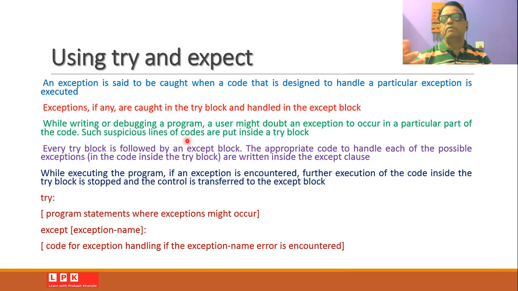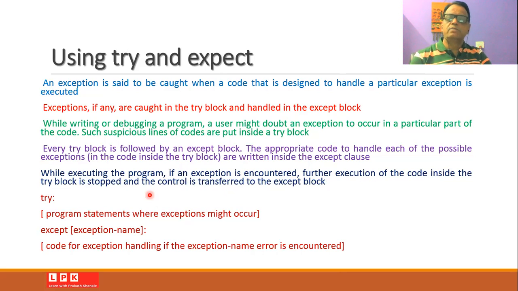In many programming languages, such as PHP and others, we can always make use of try and catch blocks. The try block is always followed by another block, and in Python this block is called the except block. The appropriate code to handle each of the possible exceptions is written inside the except clause. While executing the program, if an exception is encountered, then further execution of the code inside the try block is stopped, and the control is transferred to the except block.